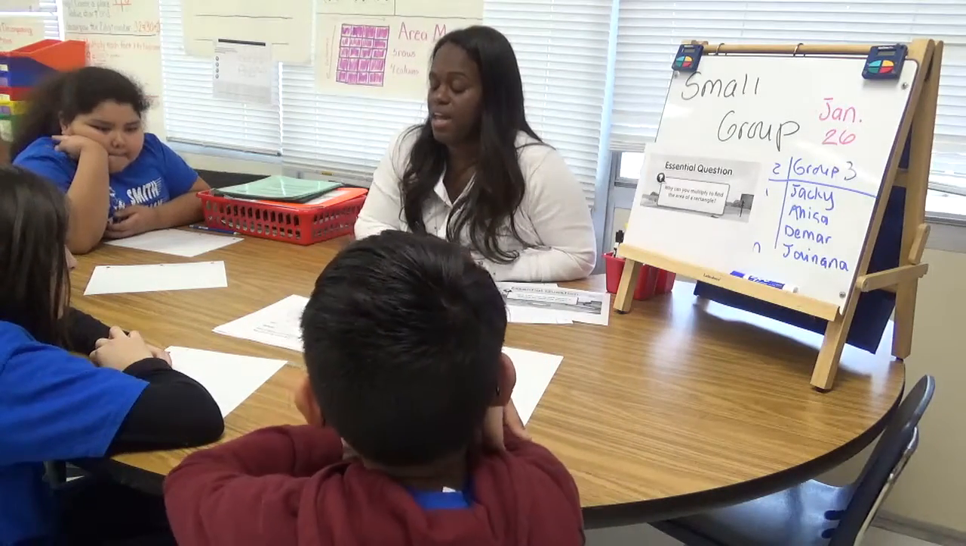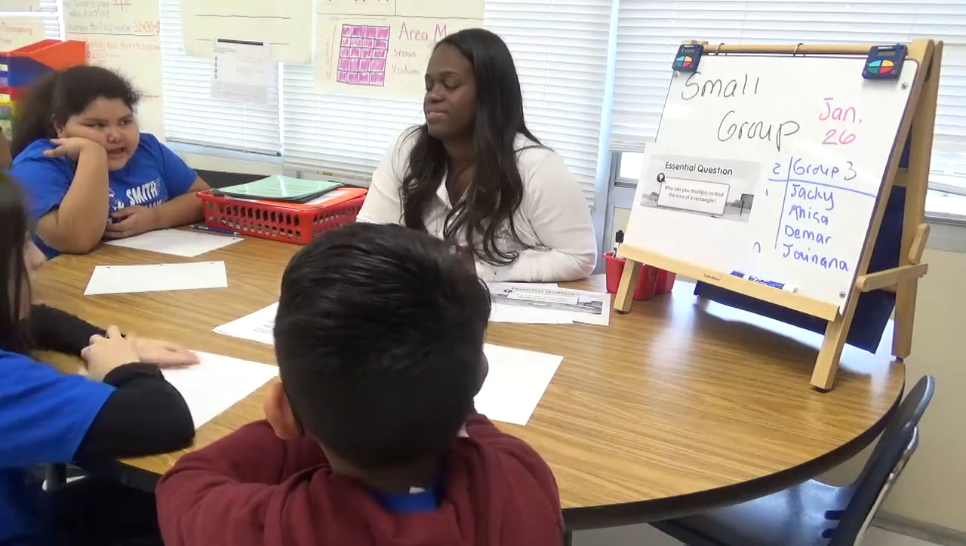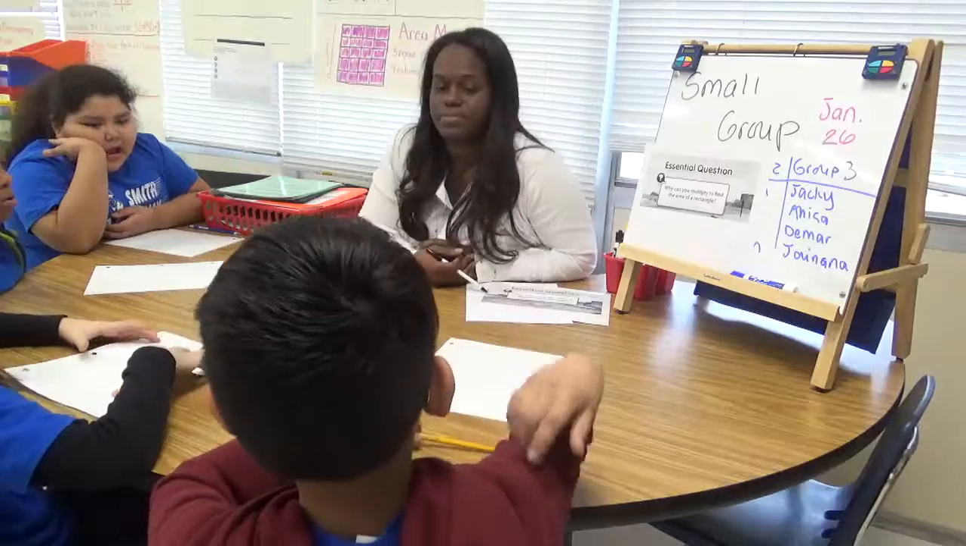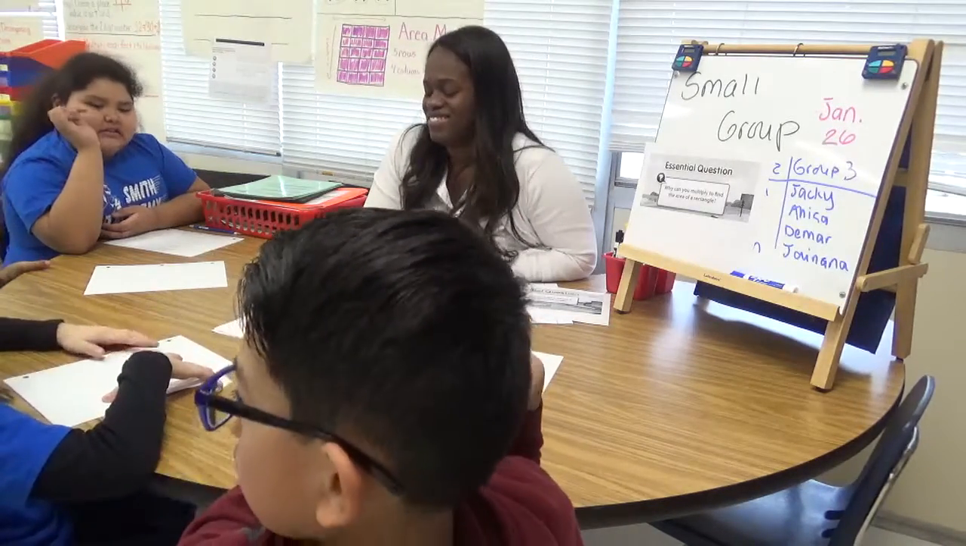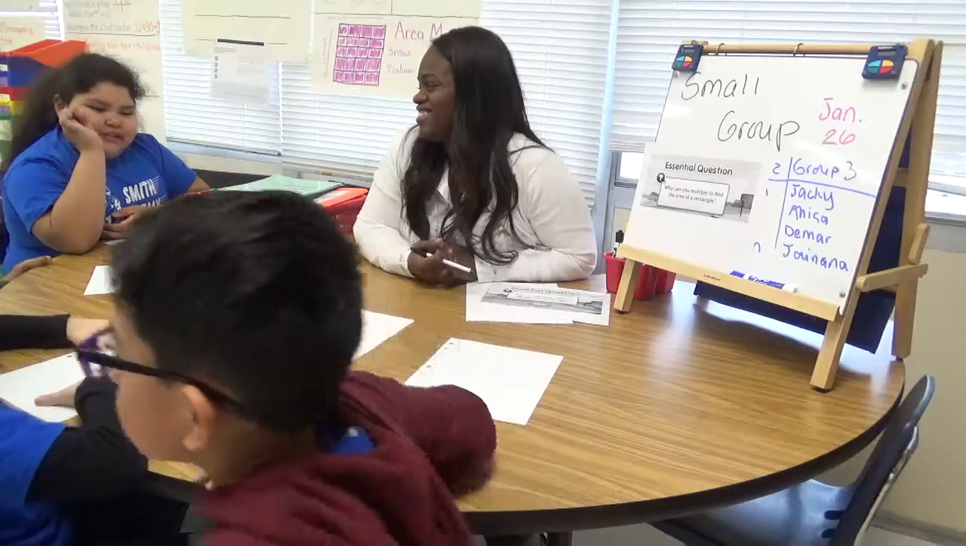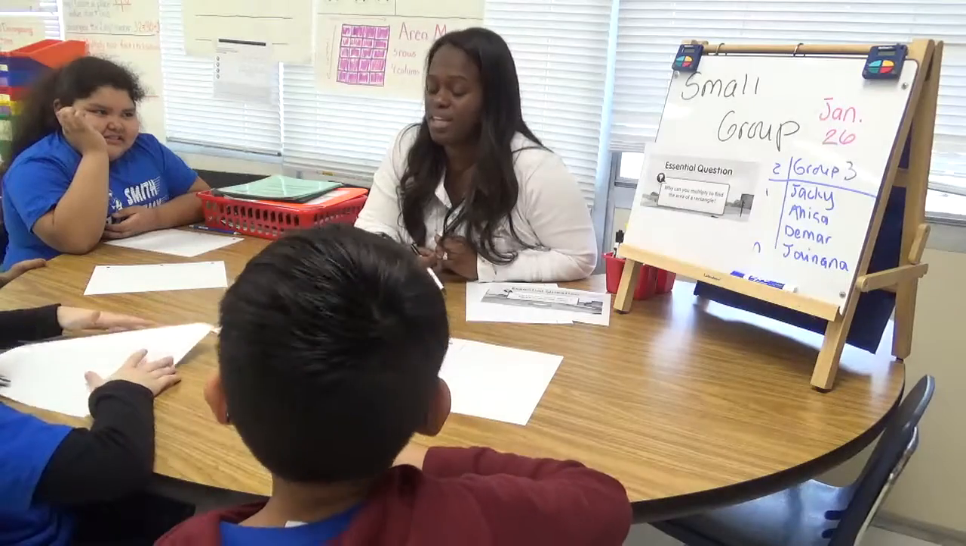So in order to find the area, what do we need to do to that 9 and 3? What do you think? 9 times 3. And what is 9 times 3? 9 times 3 is 27.